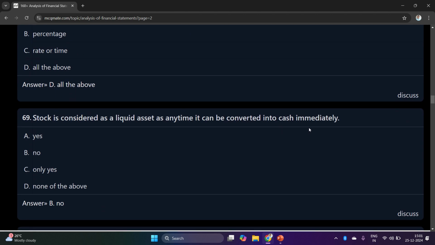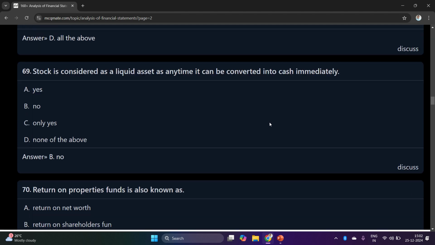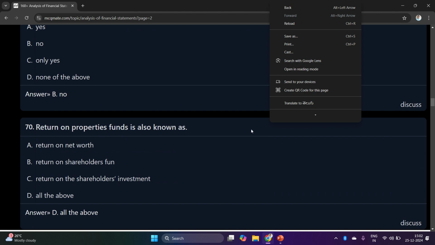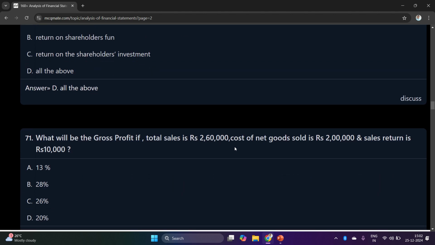Stock is considered a liquid asset as at any time it can be converted immediately. Yes or no? No. Why? Return on proprietary funds is also known as return on net worth, return on shareholders' funds, or return on shareholders' investment.